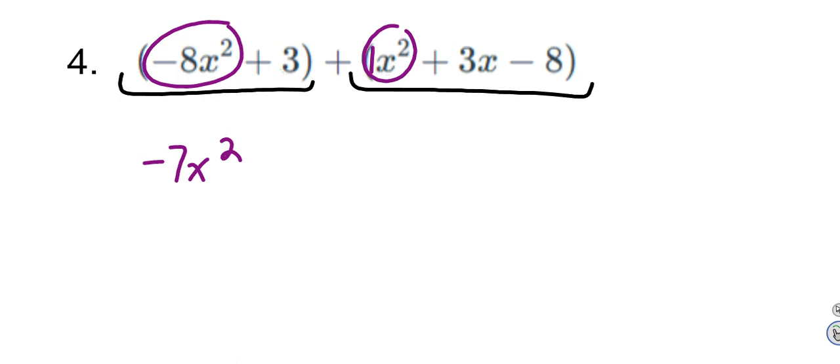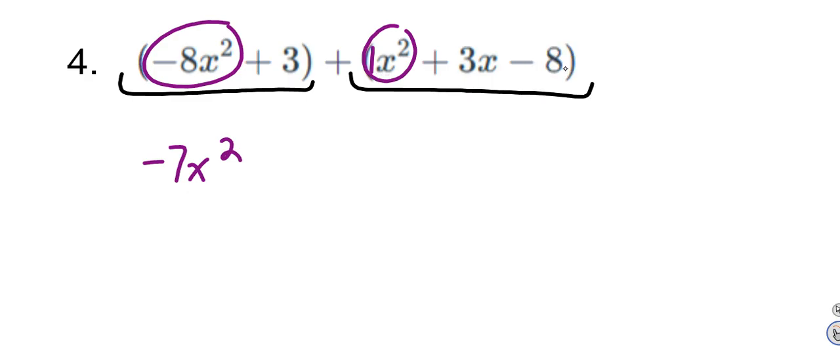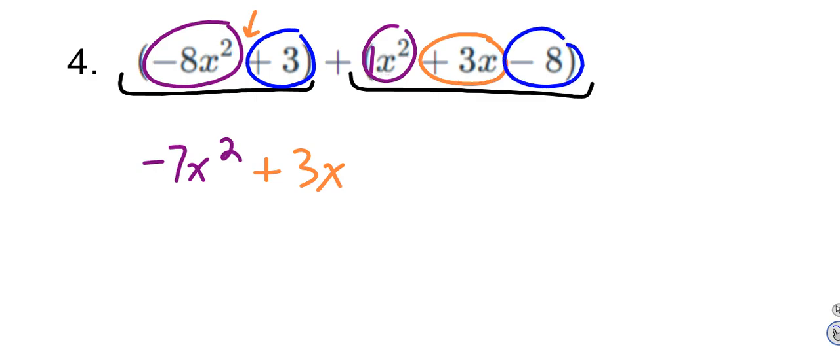So I'm going to look in the second grouping, and I notice that I've got my plus 3x. Do I have a 3x over here? No, or any x over here? Nope. So I just rewrite the 3x. These are the hardest ones, where we have to keep track and be like, all right, what's left? Here I've got a plus 3 and a minus 8. So that's a negative 5.